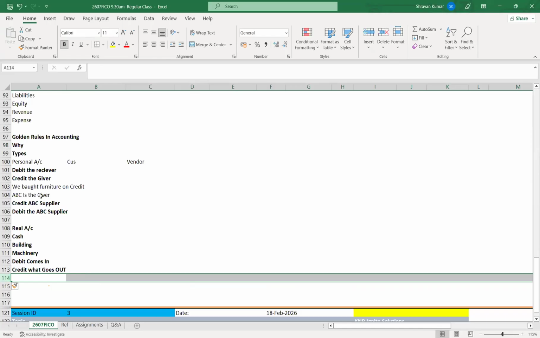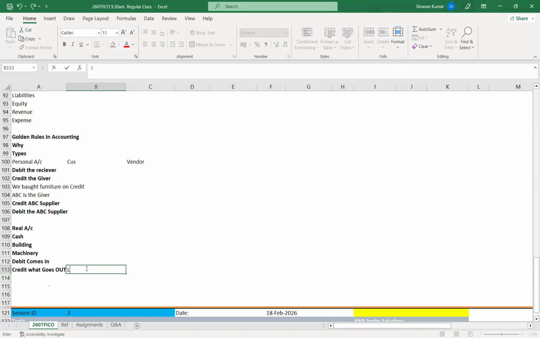Credit what goes out. So let's take a simple example. Suppose you bought a laptop, to record the transactions of your business, using cash. So what came into the business? A laptop. Correct? And what went out? Cash. Correct.